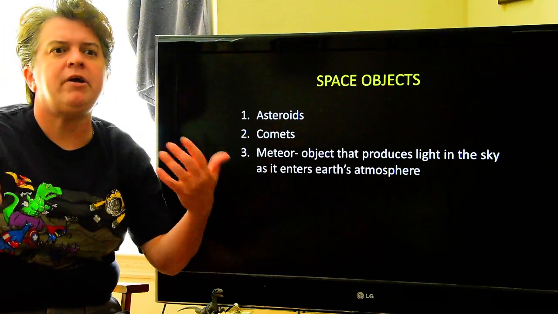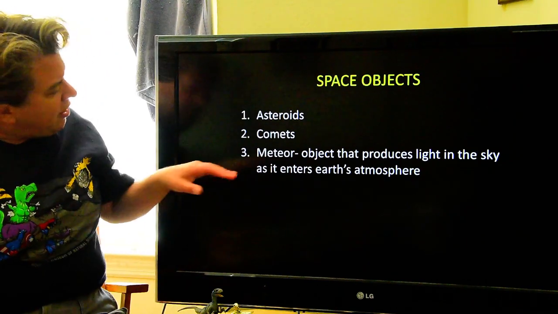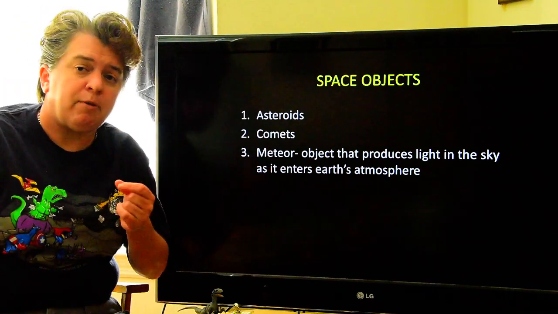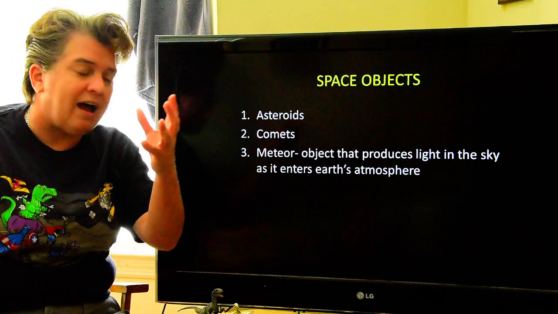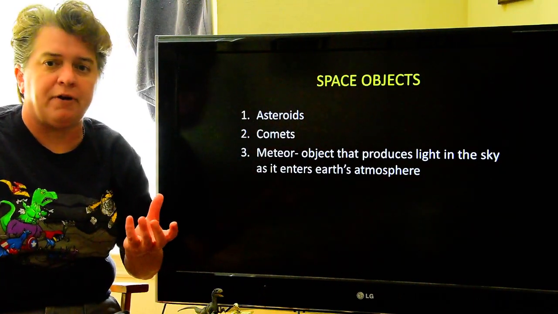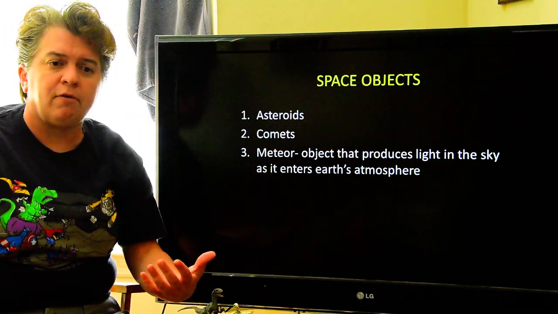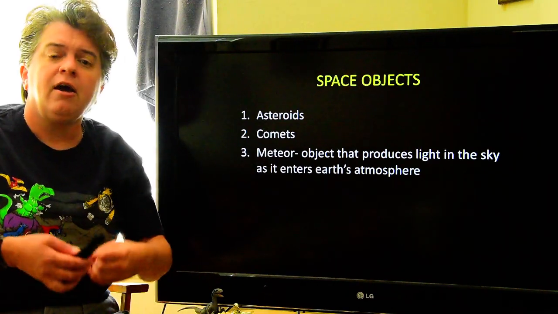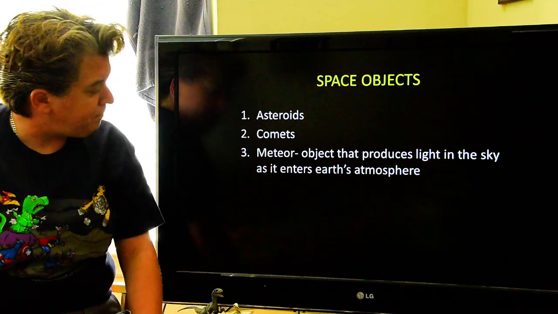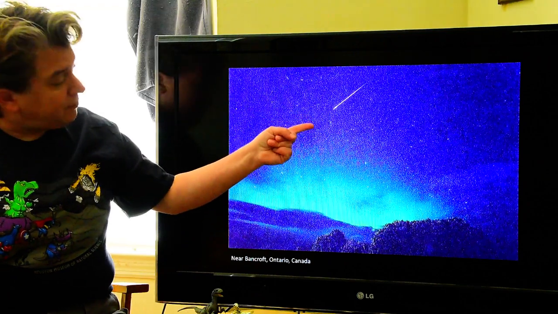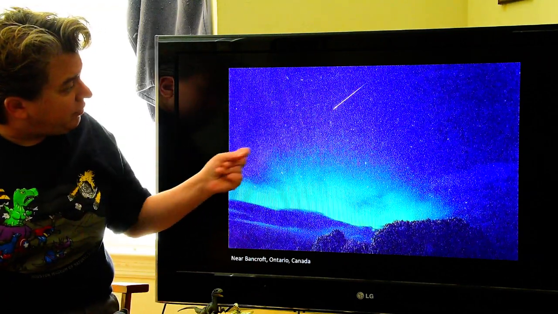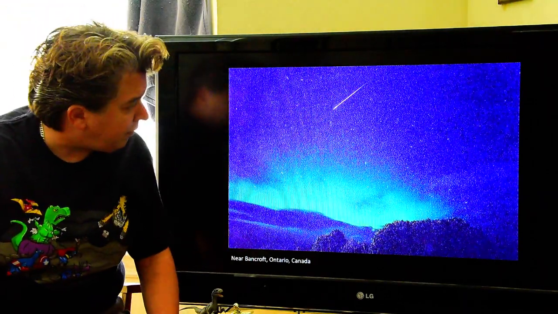Now, what about a meteor and a meteorite? Well, a meteor is an object that produces light in the sky as it enters Earth's atmosphere. Basically, as it starts traveling through Earth's atmosphere, there's friction, which causes it to glow. Like this, right? We have this meteor streaking through the sky right there.